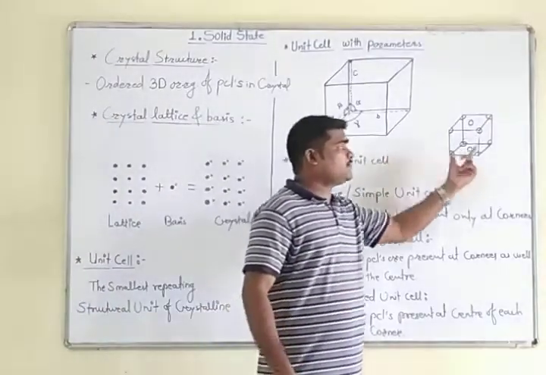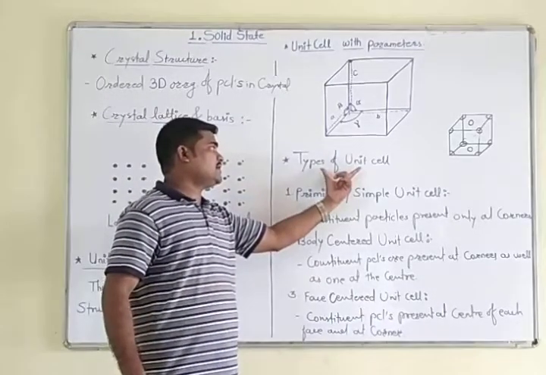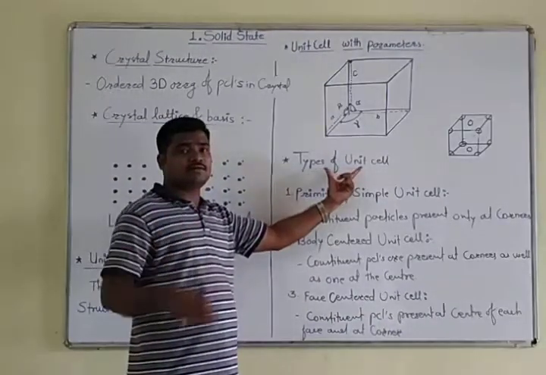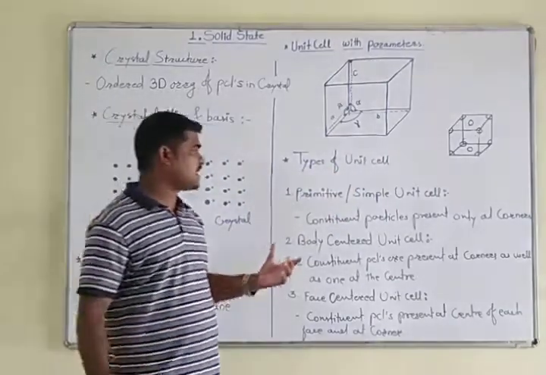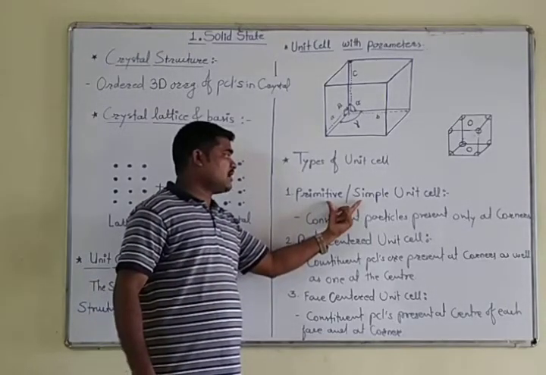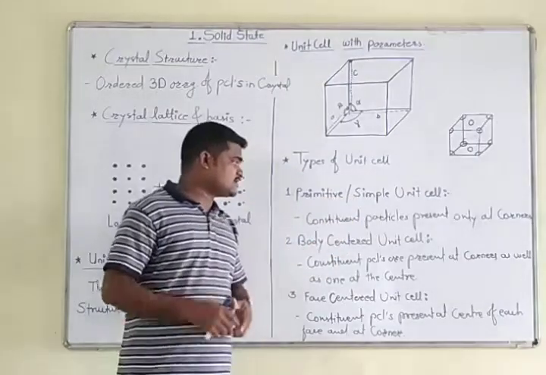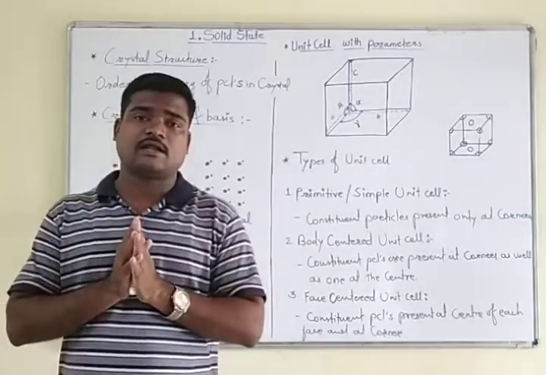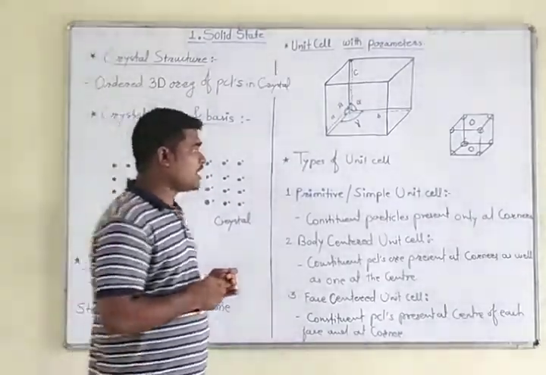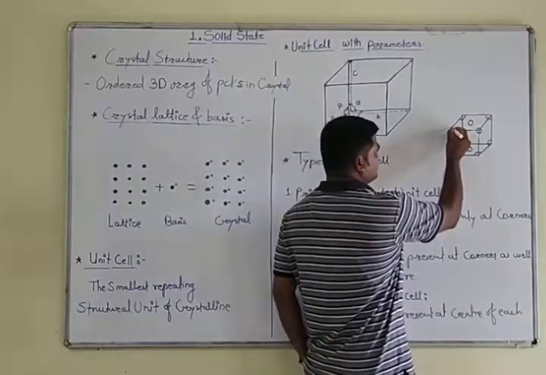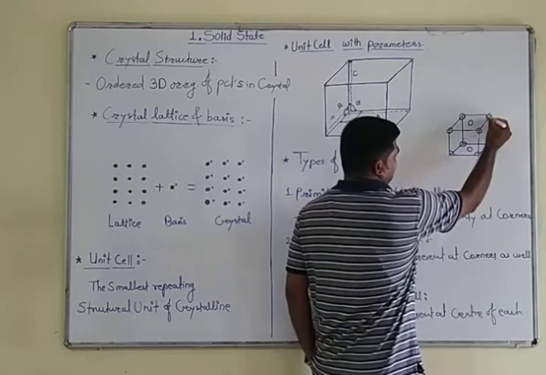Now we will come to the types of unit cells. When we are going to the types of unit cell, you will notice that first is the type that is simple or primitive unit cell. In this case, the constituent particles are present at each corner of the regular cube. Okay. Now I will show with the help of figures for better understanding. Now look at this, the unit cell.